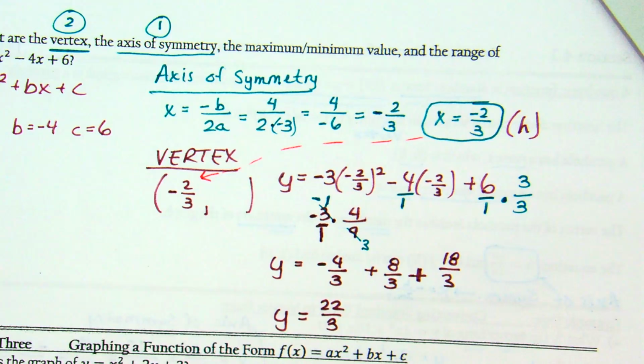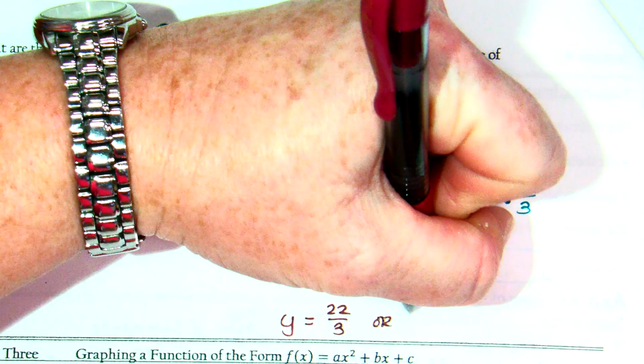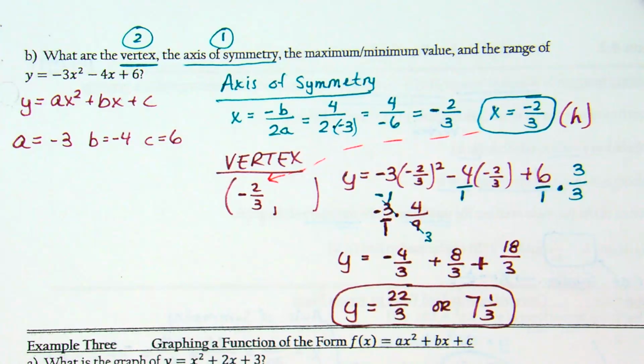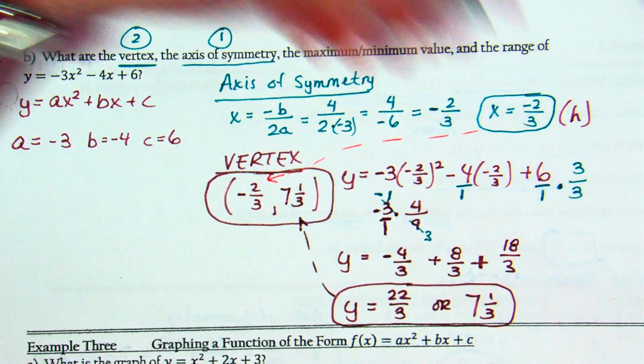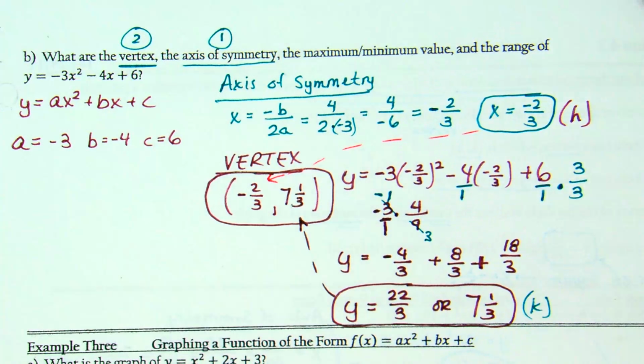Now, I could take 22/3, or notice the other option we had: the calculator did tell us 7 1/3. What is that 22/3 or 7 1/3? It's the Y value, the other half of the vertex. Very good. I don't care which way you write it. If I write 7 1/3 here, that's fine. That is my vertex. Also keep in mind, it's the second half of my vertex. It's my K value.